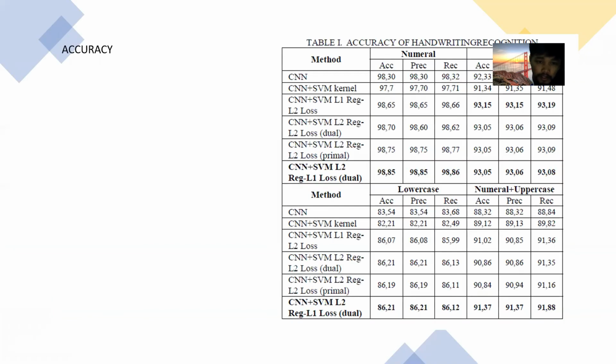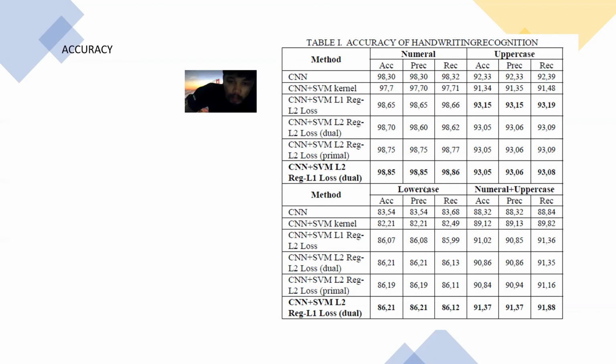So this is the method used by the developers to increase the accuracy. We can see that most of the accuracy is above 80%, and most of the methods use a combination of CNN or ANN and also SVM. This is for numerals, uppercase, lowercase, and numerals plus uppercase. We can see that CNN and SVM L2 have the highest accuracy among all the methods.